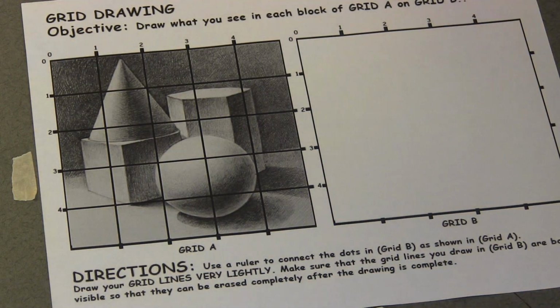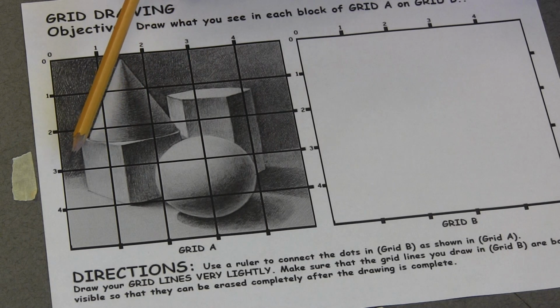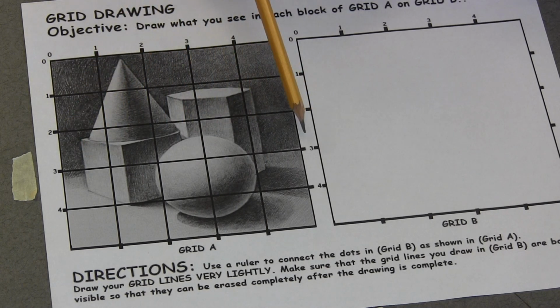Hi everybody, and today's activity, this is an illustration of some shapes. Notice the background is pretty dark. Notice the line that goes into the background behind the shapes that you see here, and some of the shadows and the backlighting. For this activity, your objective is going to be to draw what you see in each block of grid A on grid B.